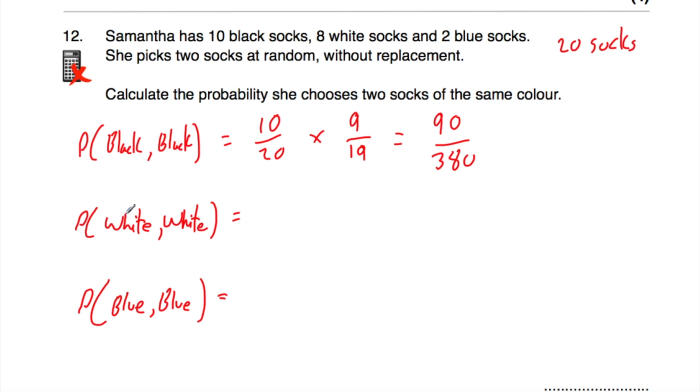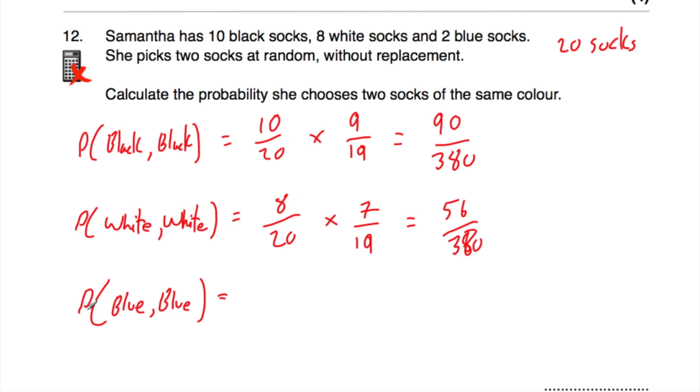Okay, next, the probability of a white sock and then another white sock. Well, there's 20 socks altogether, and there's 8 white, so the probability that the first sock selected at random is white would be 8 20ths. Then that sock's taken out, so there's 7 white socks left, and there's 19 socks altogether, so the probability that the second one is white would be 7 19ths. Then if we multiply those together, 8 times 7 is 56, and 20 times 19 is 380. So the probability that Samantha chooses 2 white socks would be 56 380ths.